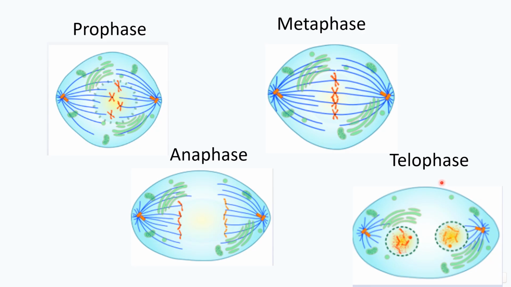And these changes will signal the end of mitosis, and now it will start splitting into two different cells. This is what happens in the cell cycle.